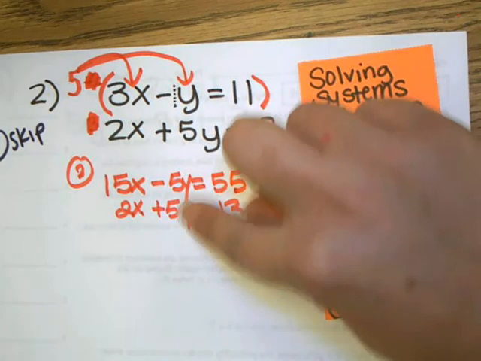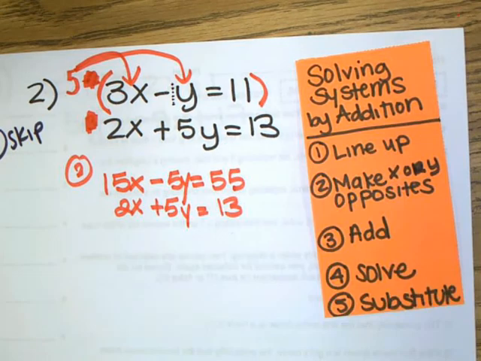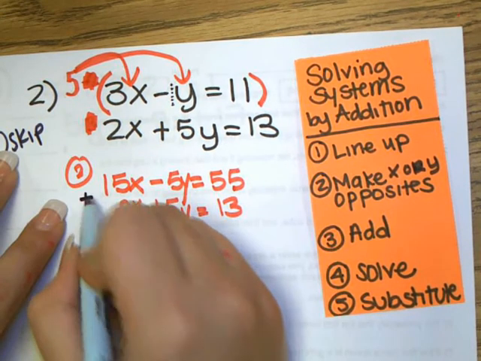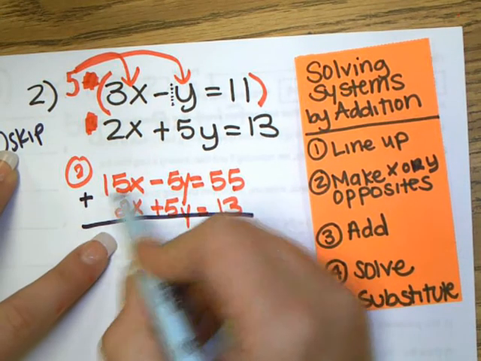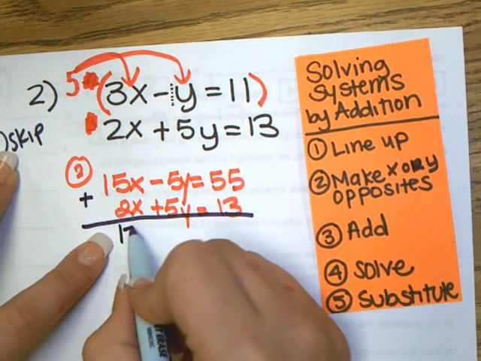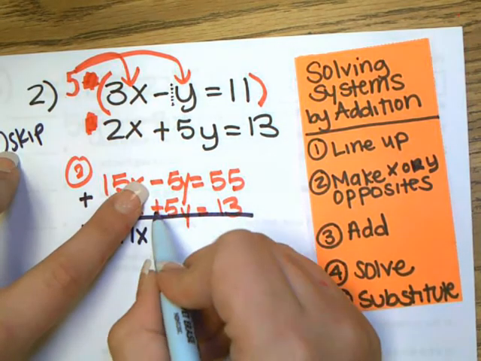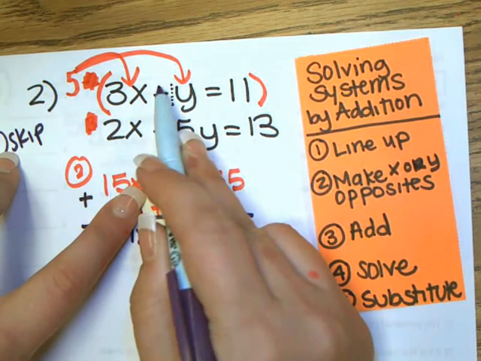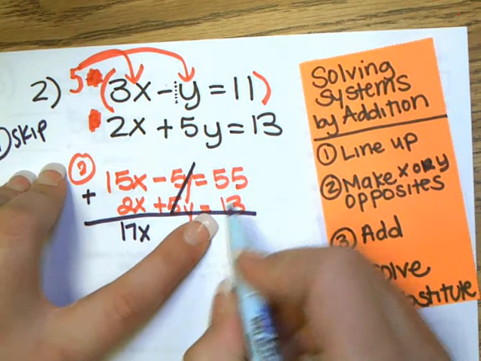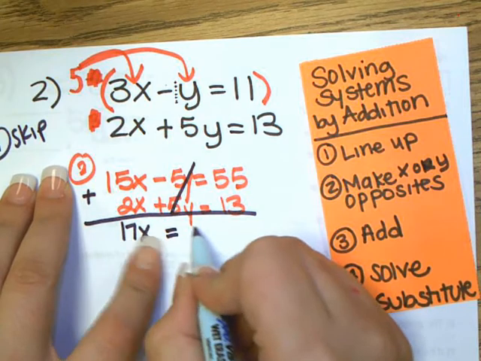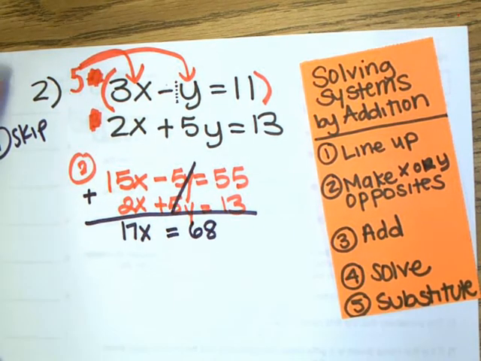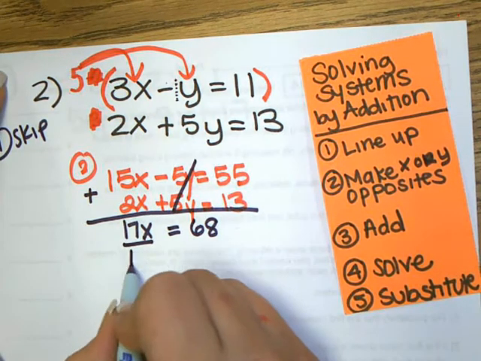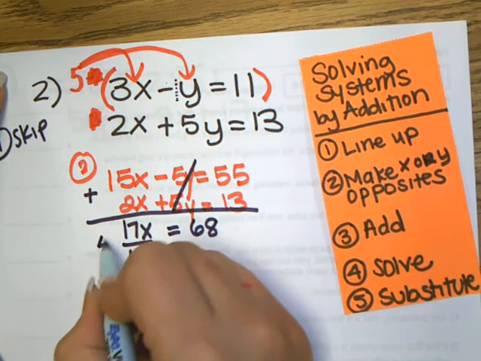So step 2 is now completed. I have negative 5y and positive 5y. They are opposites. Okay, now we're going to add. 15x plus 2x is 17x. Negative 5y plus 5y, that's 0. That was the purpose of doing this here. And 55 plus 13 is 68.